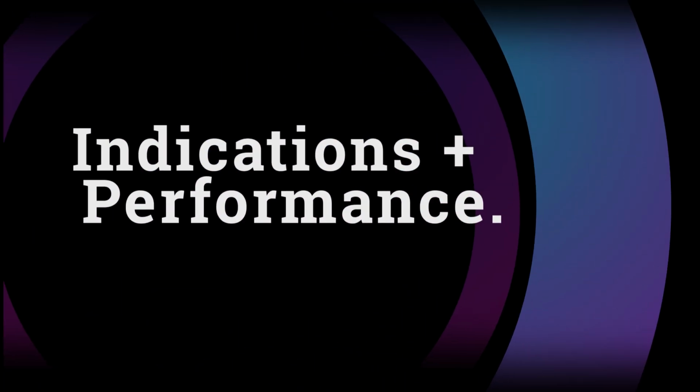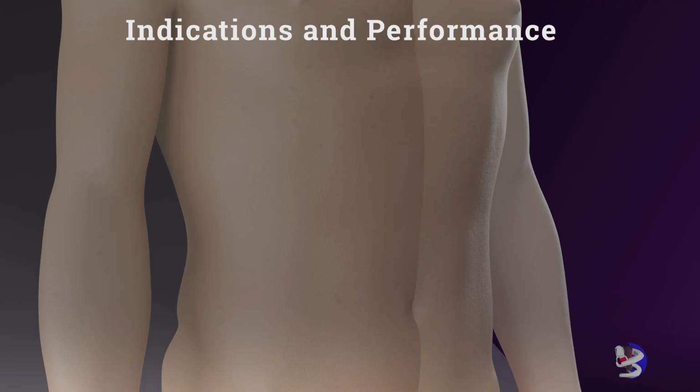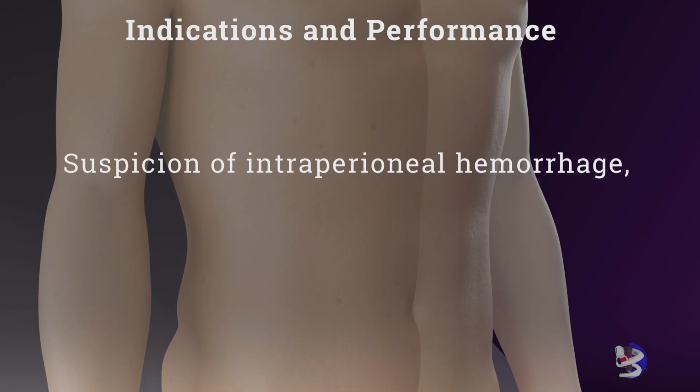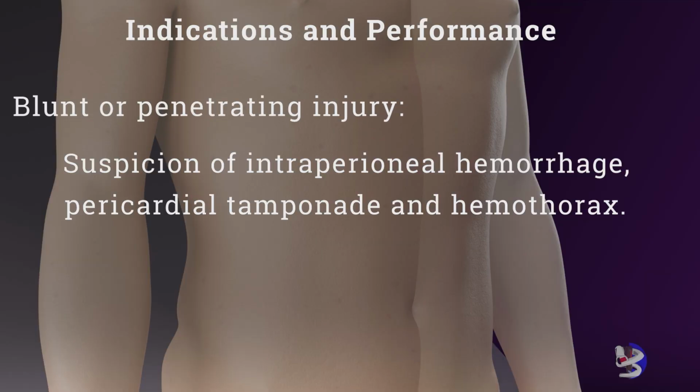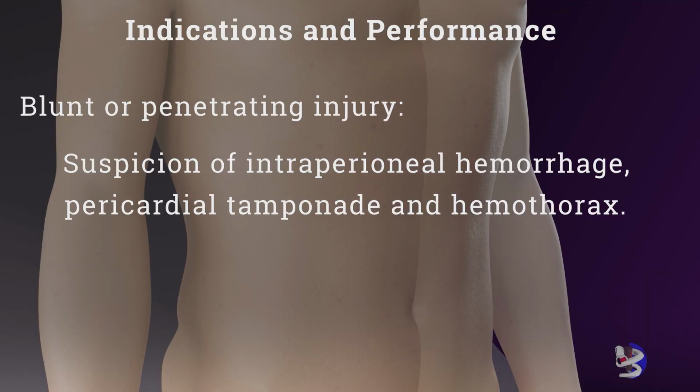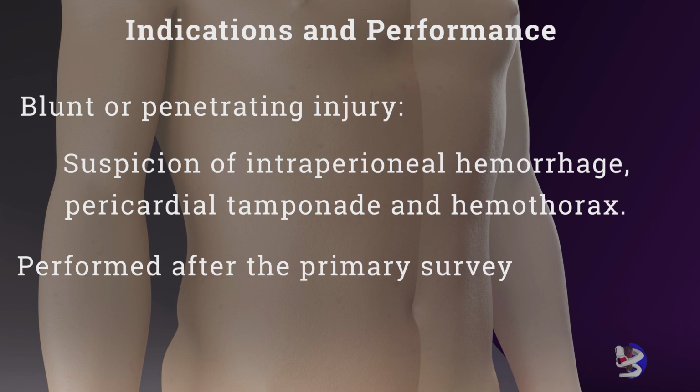Second, indications and performance. The main indication for the FAST exam is the suspicion of intraperitoneal hemorrhage, pericardial tamponade, and hemothorax. All these diagnoses can be identified by the presence of free fluid in any of those spaces. This is typically the case when there is blunt or penetrating trauma to the chest and abdomen. The FAST exam is performed after the primary survey of the ATLS protocol. This protocol has a major role in the triage and guiding diagnosis and management of trauma patients.